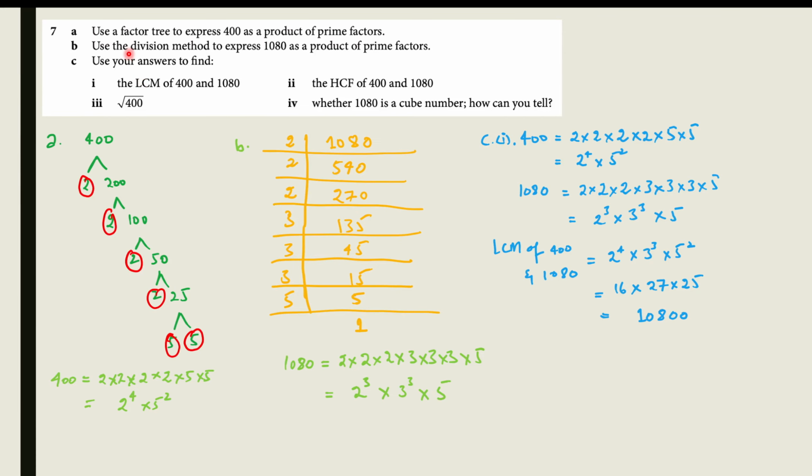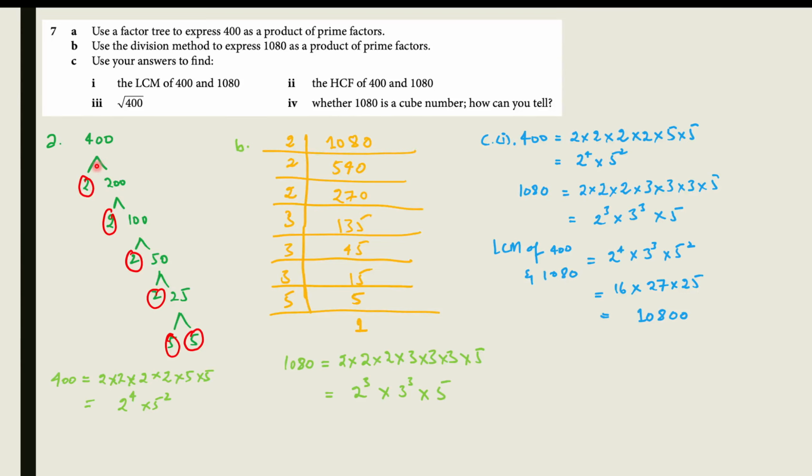Taking a start with the first part of the question, we are asked to use a factor tree to express 400 as product of prime factors. So we have already practiced this in our previous exercises. How do we do that? We write this 400 as product of two factors. So 2 multiplied by 200 is equal to 400.